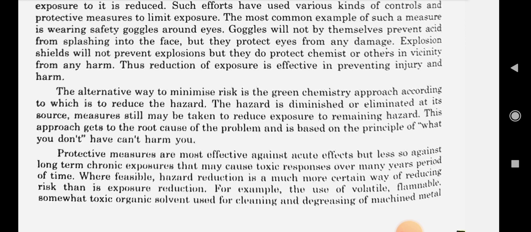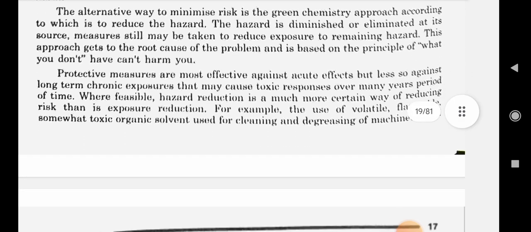The alternative way to minimize risk is the green chemistry approach, which is to reduce the hazard. The hazard is diminished or eliminated at its source. Measures still may be taken to reduce exposure to remaining hazards. This approach gets to the root cause of the problem, and it is based on the principle of what you don't have can't harm you.